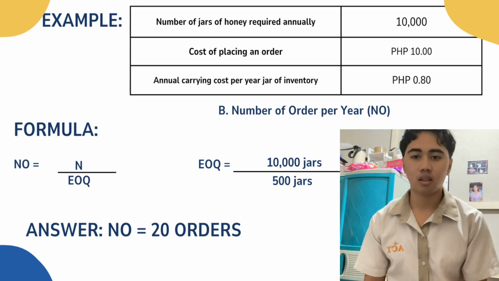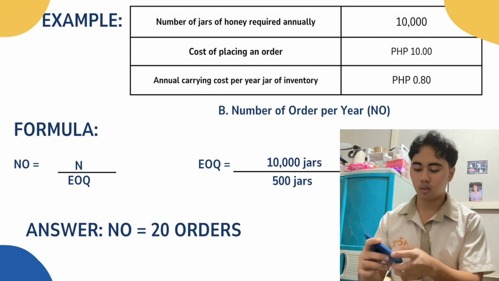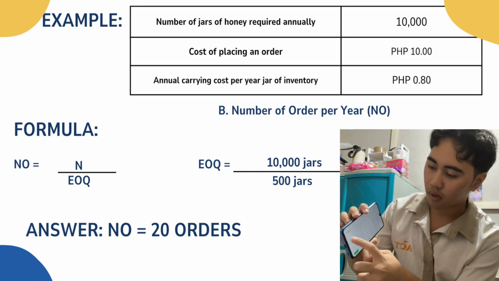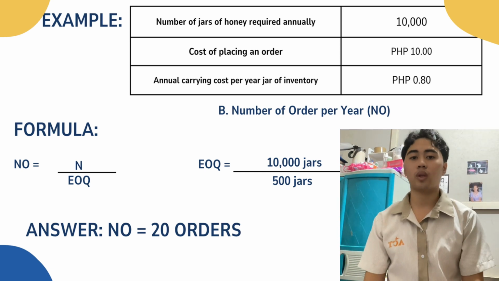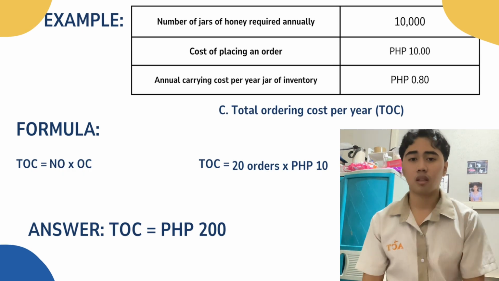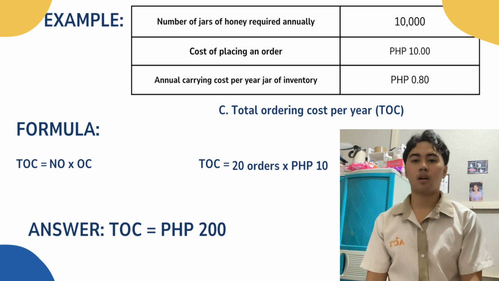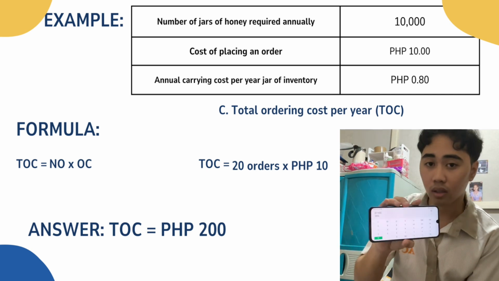And now let's move on to the second step, the number of orders per year, or NO. The formula for NO is N divided by EOQ, which is 10,000 jars divided by 500 jars. So just simply divide 10,000 by 500. So we get 20. So the answer for number of orders per year is 20 orders. And then let's move on to the total ordering cost per year, or TOC. The formula for TOC is just NO times OC, where ang atong NO kay 20 orders. So 20 times 10 pesos is 200 for TOC.